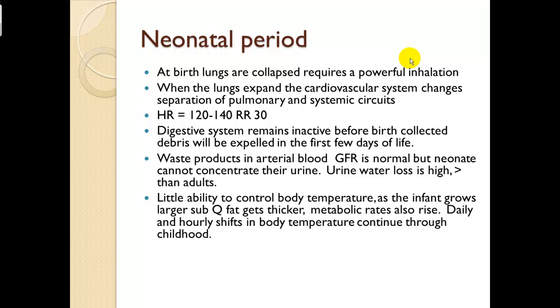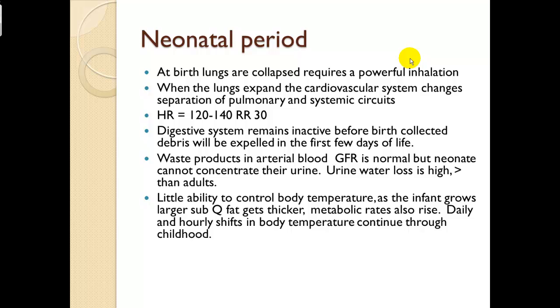Digestive system remains inactive before birth, collecting debris that's in the amniotic fluid. This will be expelled the first few days of life. Waste products in the arterial blood. Glomerular filtration rate is normal, but the neonate can't concentrate their urine yet, so urine water loss is higher than adults. Little ability to control their body temperature.